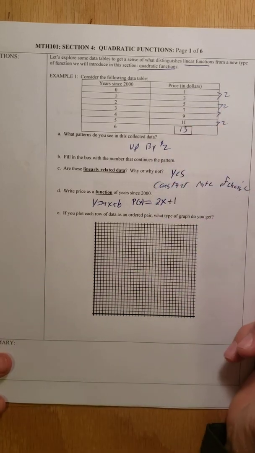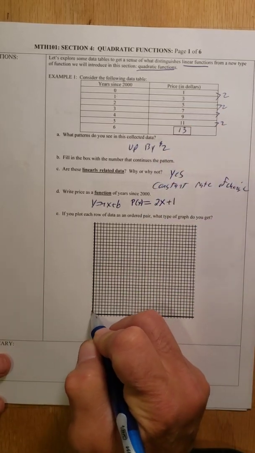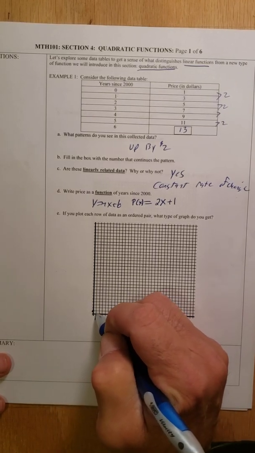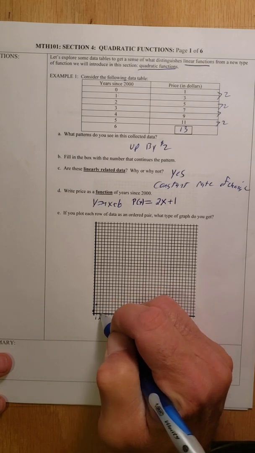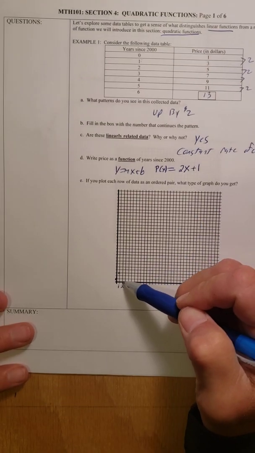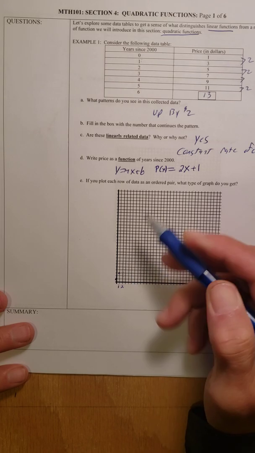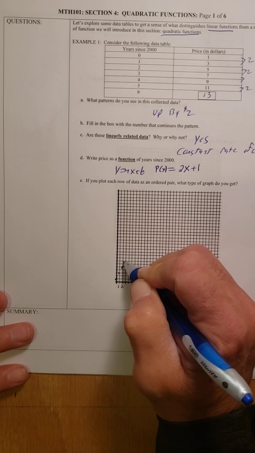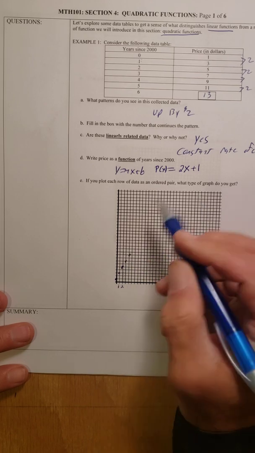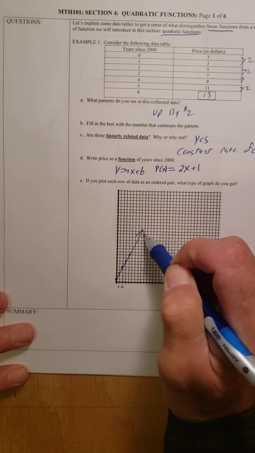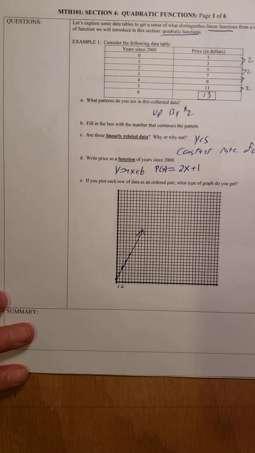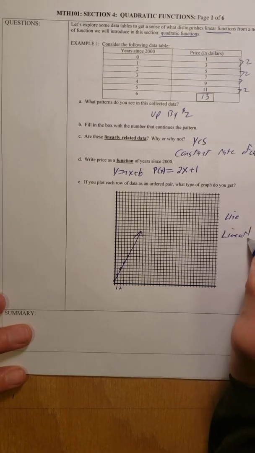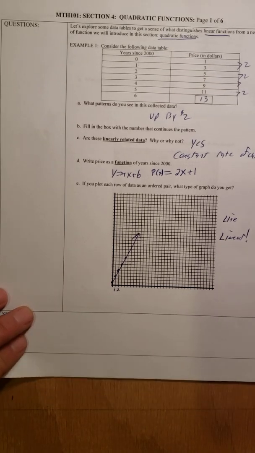If we plot this data, we should be able to get a nice graph. Here's 0, 1; 1, 3; 2, 5; up 2 over 1, up 2 over 1. It's going to be easier for me to just stay within my line here. So I get my function that looks something like that. We should see that we get a line, because this is linear. So, not too bad.